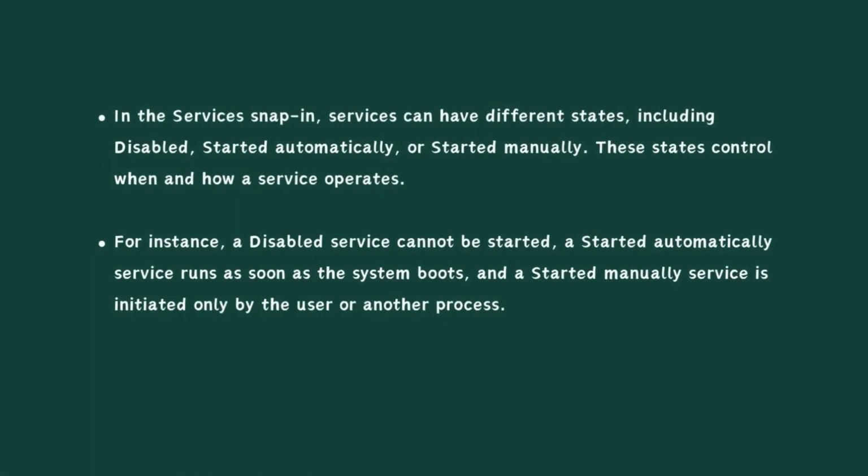In the Services snap-in, services can have different states, including disabled, started automatically, or started manually. These states control when and how a service operates. For instance, a disabled service cannot be started. A started automatically service runs as soon as the system boots, and a started manually service is initiated only by the user or another process.